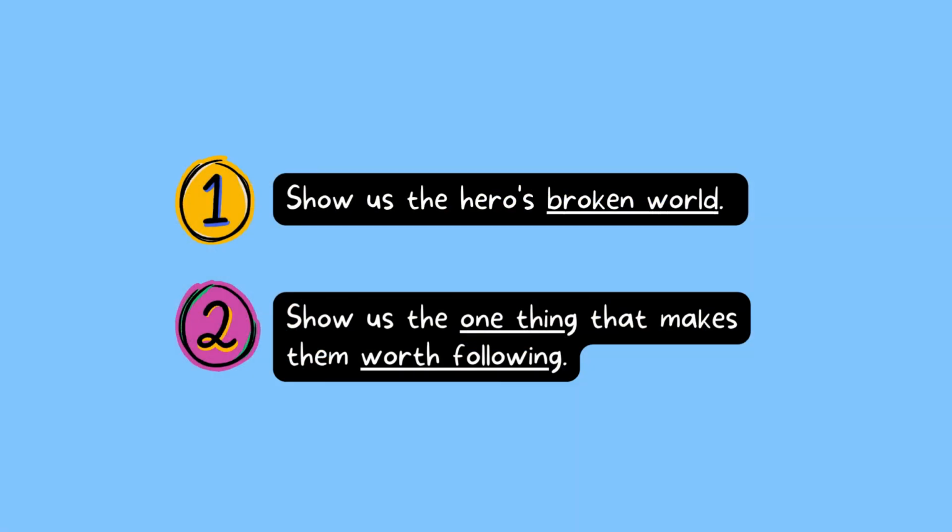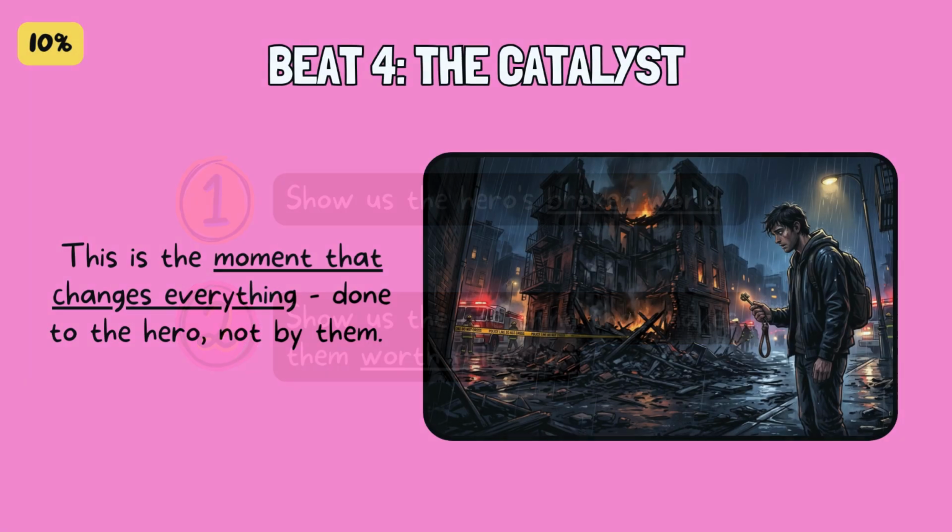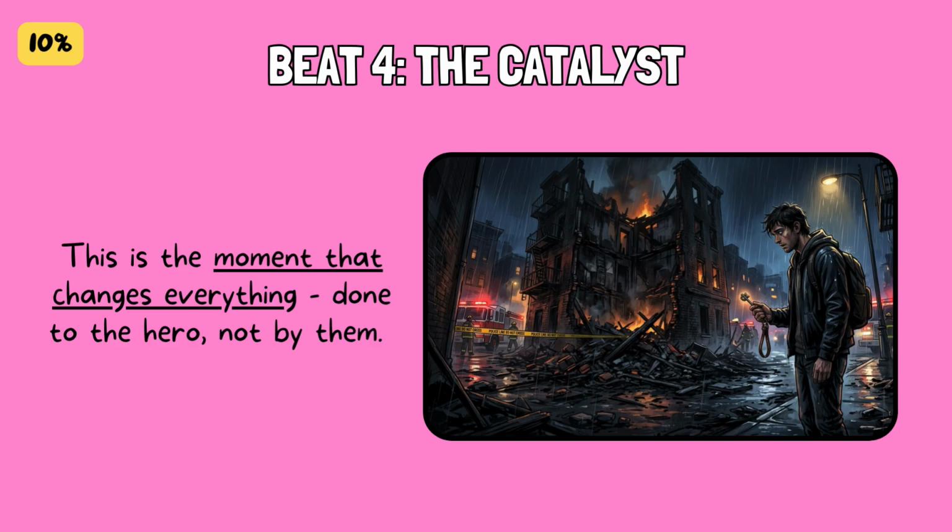For novelists, your setup needs to do two things: show us the hero's broken world, and show us the one thing that makes them worth following. Beat 4, the catalyst. Also called the inciting incident. This is the moment that changes everything, done to the hero, not by them. Something that slams the door on the old world and forces the story forward.